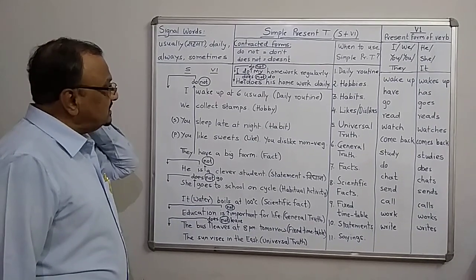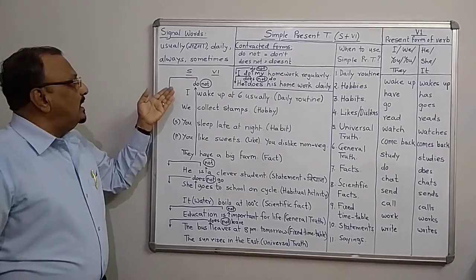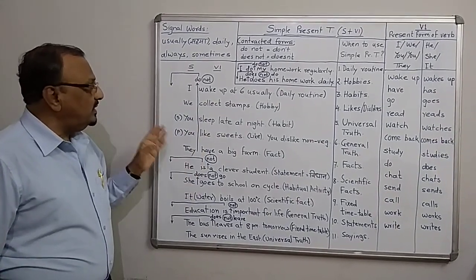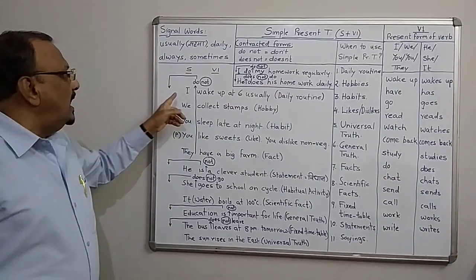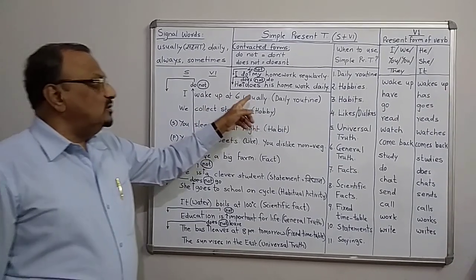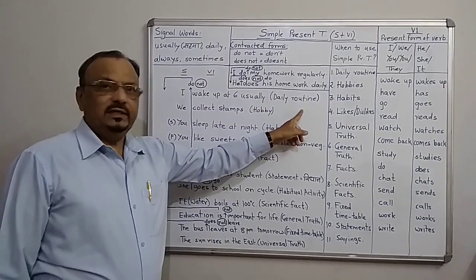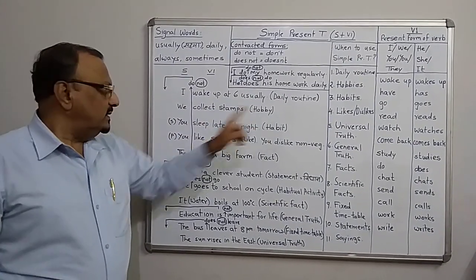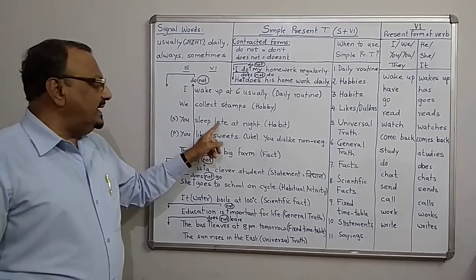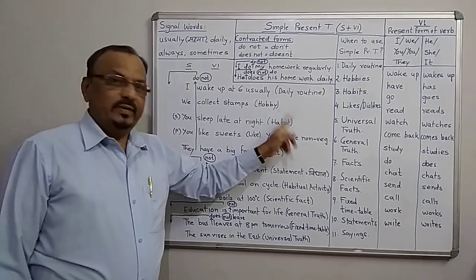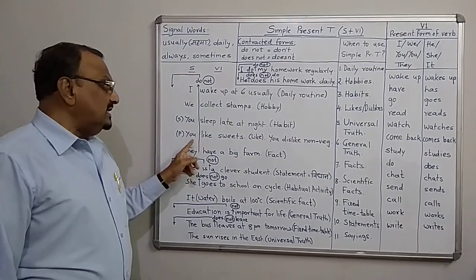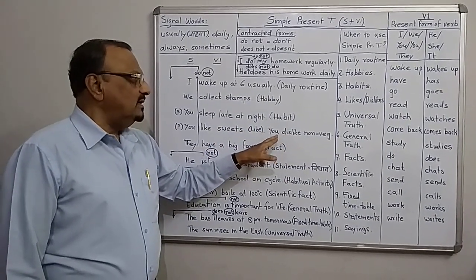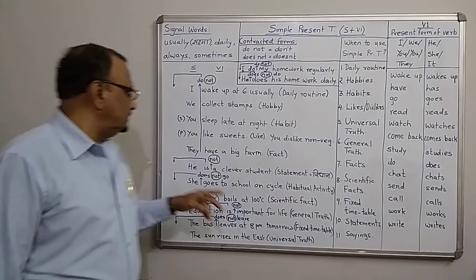Now these are some examples I have taken. S plus V1, these are all V1 forms of the verb. Okay, so I am going to read it. I wake up at 6 usually. It's a daily routine. We collect stamps. It's a hobby. You sleep late at night. It's a habit. You like sweets. That is about likes, and dislike, we can say you dislike non-veg.